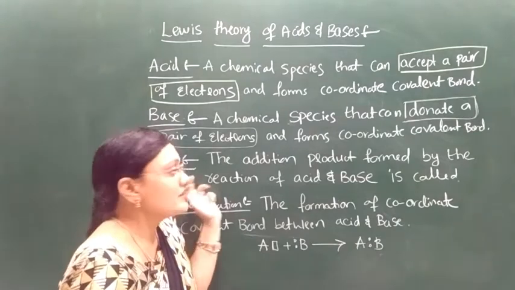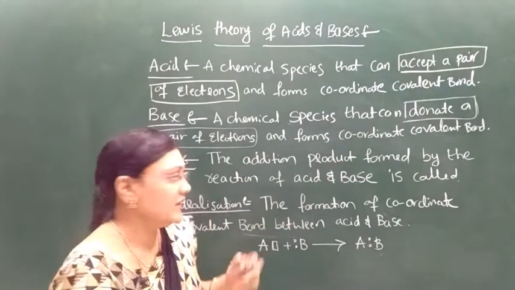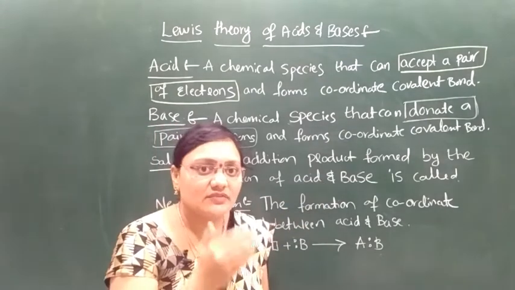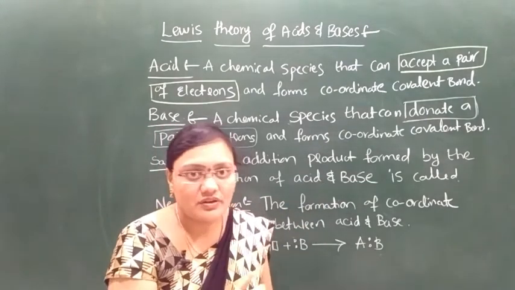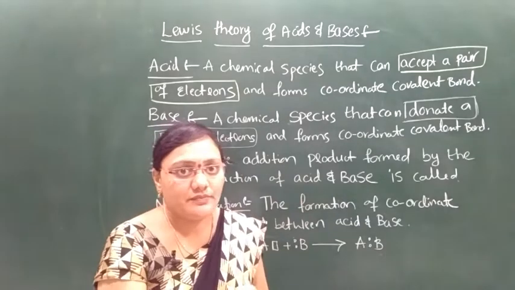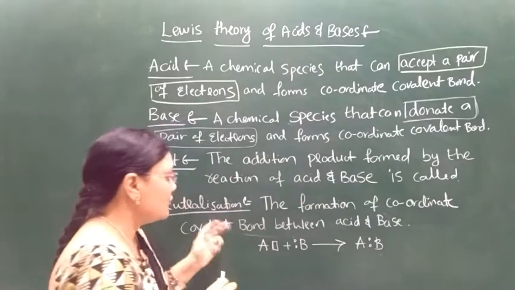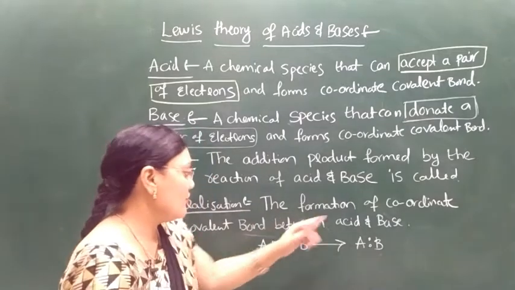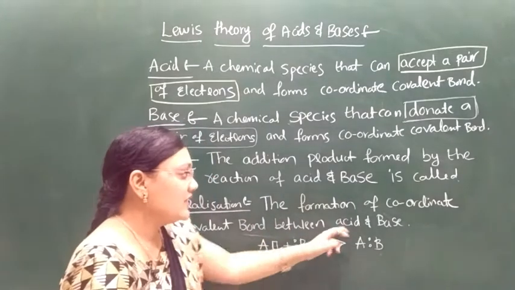The Lewis salt is the addition product formed by the reaction of an acid and a base. The reaction of the acid and base forms an addition product, which is called the salt. And the next one is the neutralization process. The neutralization process is the formation of a coordinate covalent bond between acid and base.